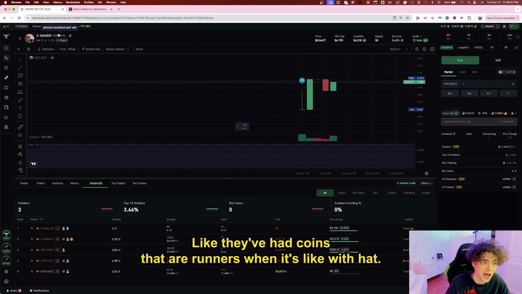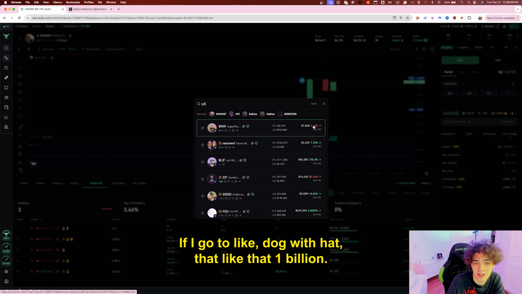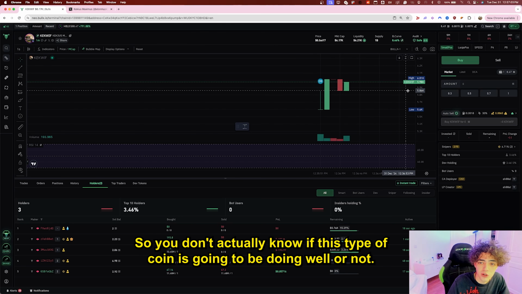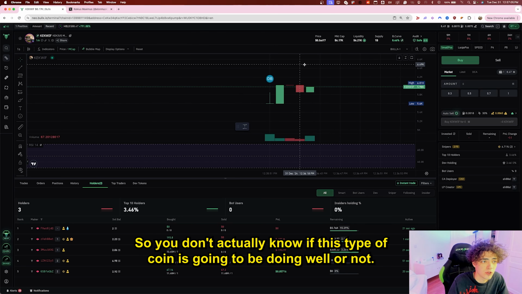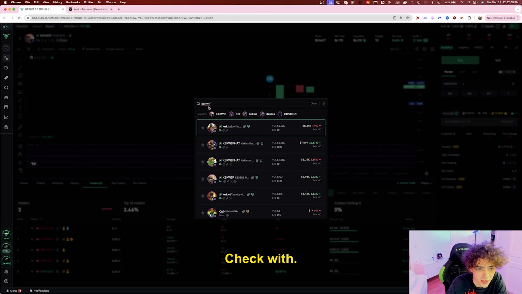They've had coins that are runners, like whiff hat. If I go to dog whiff hat, that's 1 billion. So they kind of just mixed two. So you don't actually know if this type of coin is going to be doing well or not. You want to be looking at, has it already been created or not? Kek whiff. Yeah, like that. Kek whiff hat, Kek whiff hat, Kek whiff half.